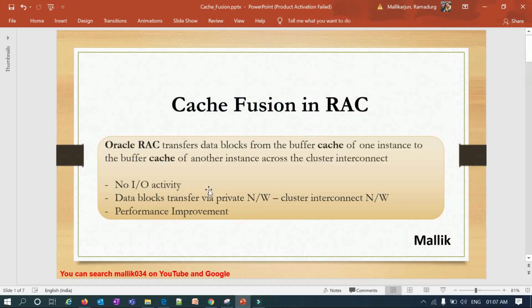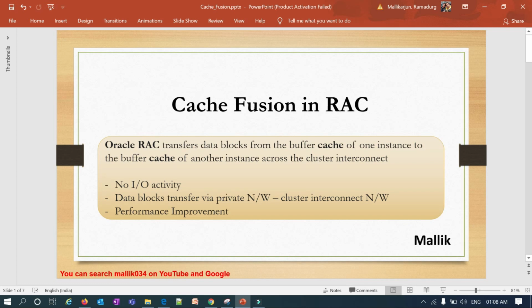The mechanism altogether looks complicated, but the RAC database is smart enough to manage it on its own, so we need not worry about that. But one common question every interview asks is: what is cache fusion? In simple words, cache fusion is transferring data blocks from one instance's buffer cache to the other instance's buffer cache over the private network, with the help of the cluster interconnect.